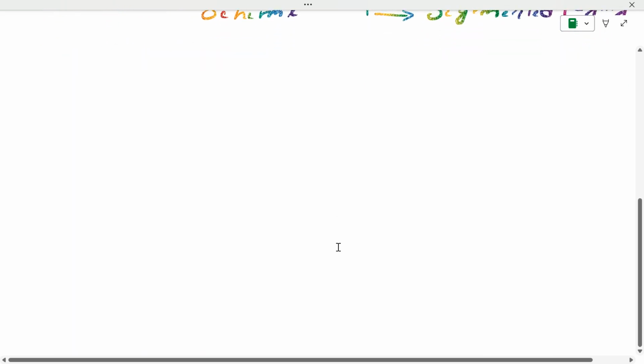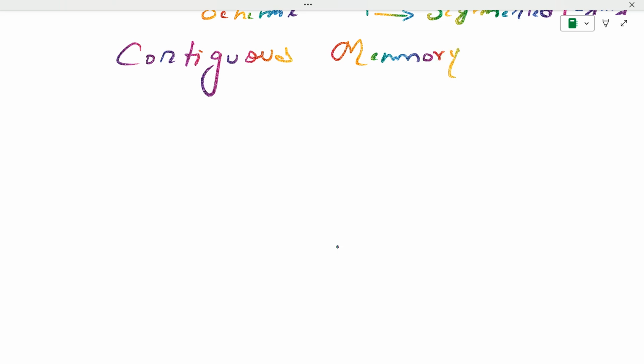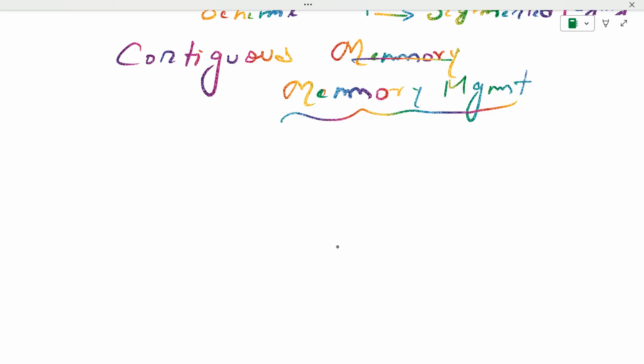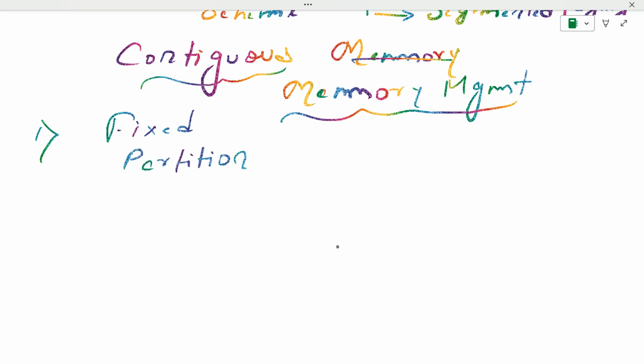So, first of all, we'll see about contiguous memory management, in which we will see about the fixed partition scheme. Now, the name fixed partition scheme itself tells you how we are going to partition the memory.